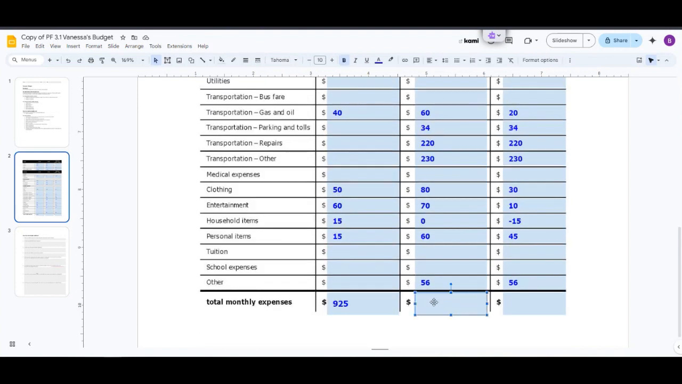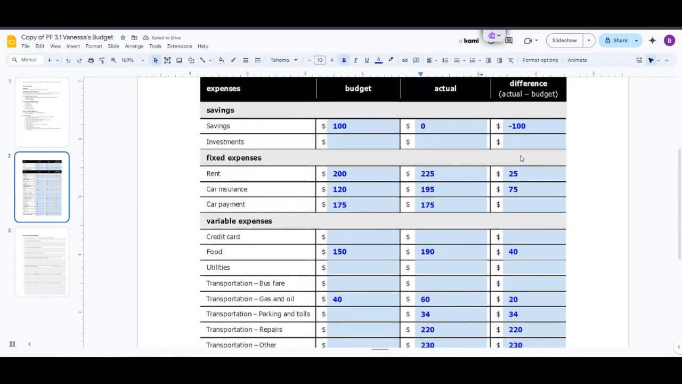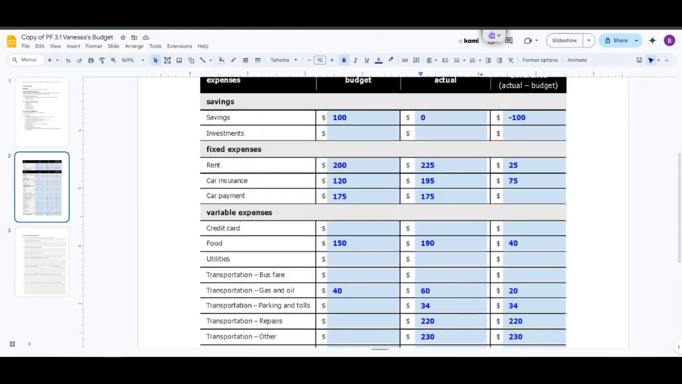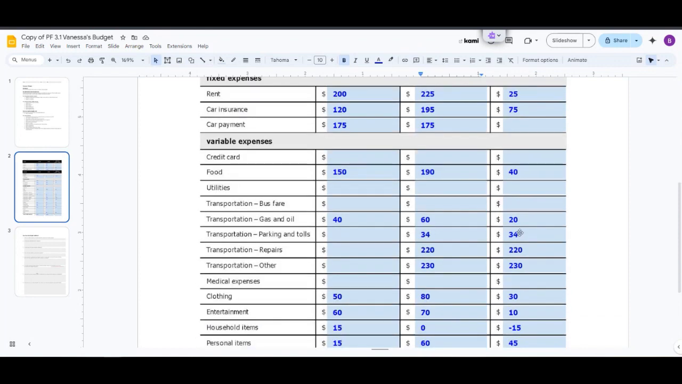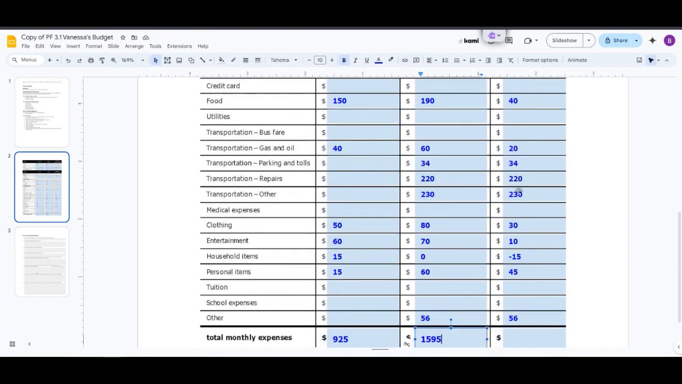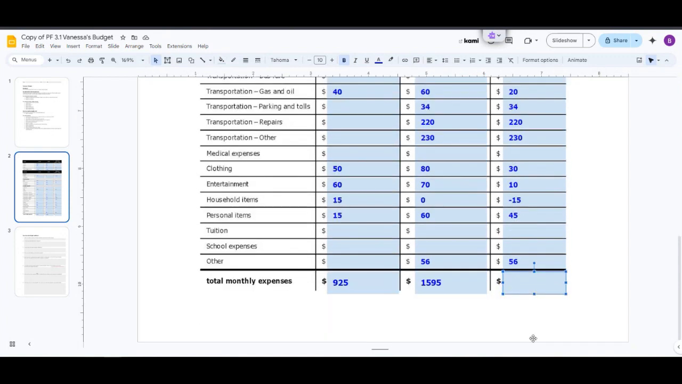All right. If we add up all of her expenses, it comes out to be $1,595. And then if we come over here into this column, if we add up all these differences, so if we start at 0, minus 100 plus 25 plus 75, that all gets us back to 0, 40, 20, 32, 34, 222, 30, 30, 10, minus 15, 45, 56. That comes out to be a difference of 670.